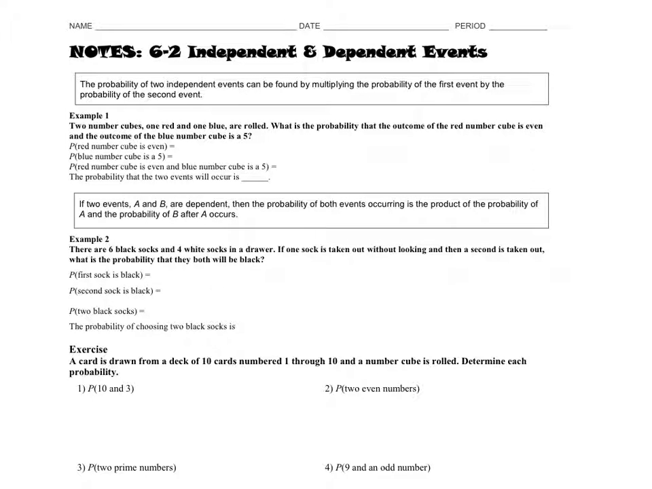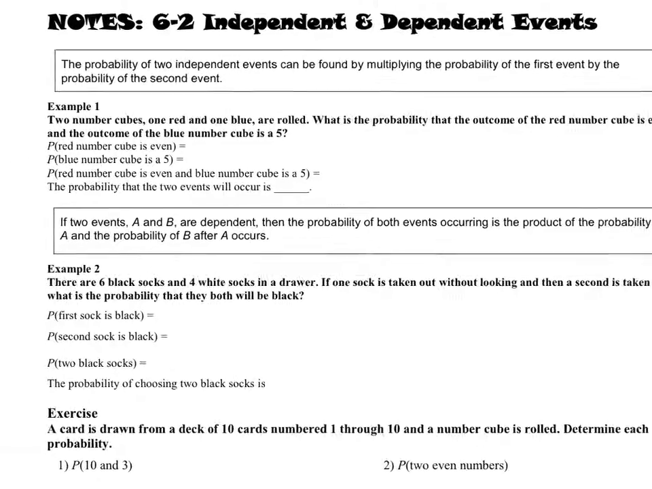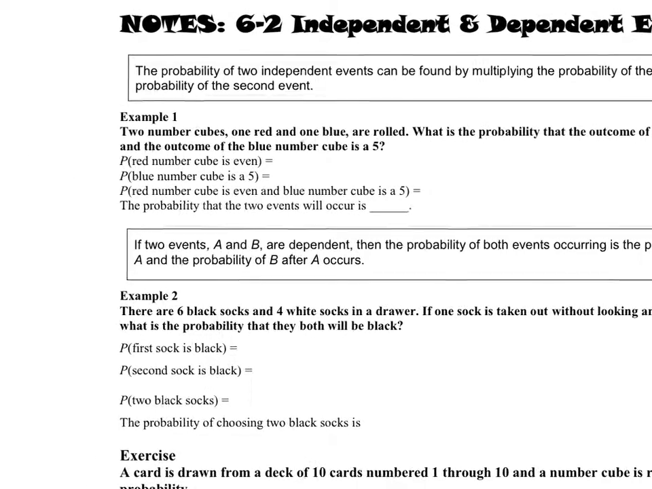So 6-2, it says independent and dependent. We kind of talked about what an independent and dependent is. So look at this first example. The two number cubes, one red and one blue, are rolled. What is the probability that the outcome of the red number cube is even and the outcome of the blue number cube is 5? So think about, what's the probability of the red number cube is even?